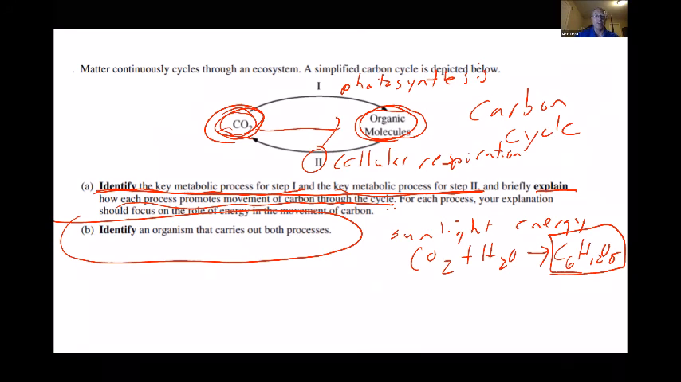So again, this question, really simple. A lot of them are this simple. You just have to read the question and make sure that you address those key command words, those bold words in each question.